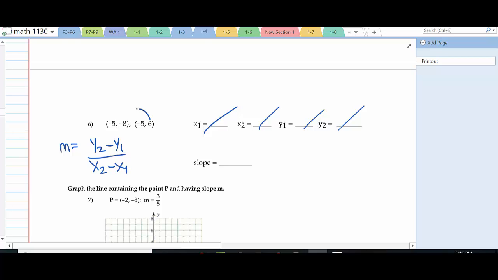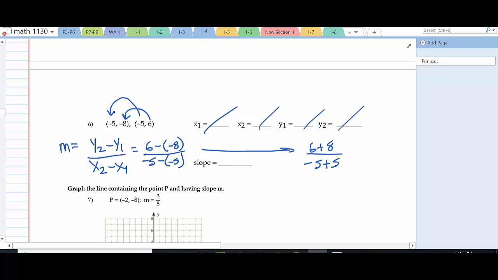I'm just going to take this minus this. So that's 6 minus -8. And then do the x's in exactly the same order. So that would be -5, subtract -5. All right, let's see what happens on this one. It looks like you'd have 6 plus 8 over -5 plus 5. What's the answer?